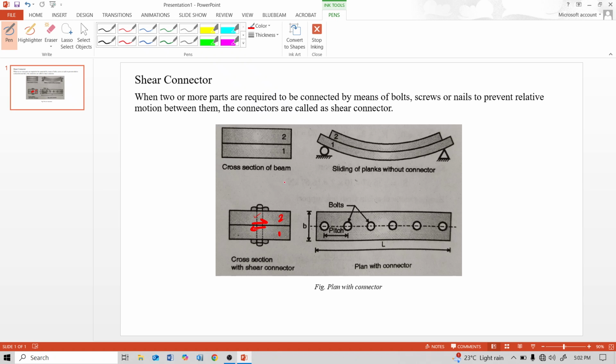The typical types of shear connectors are angle shear connector, channel shear connector, stud shear connector, or steel bar shear connector.